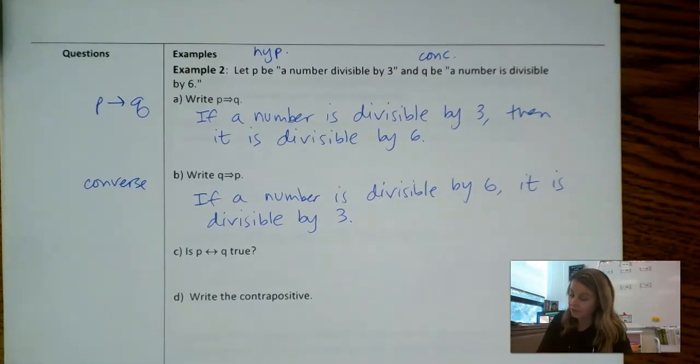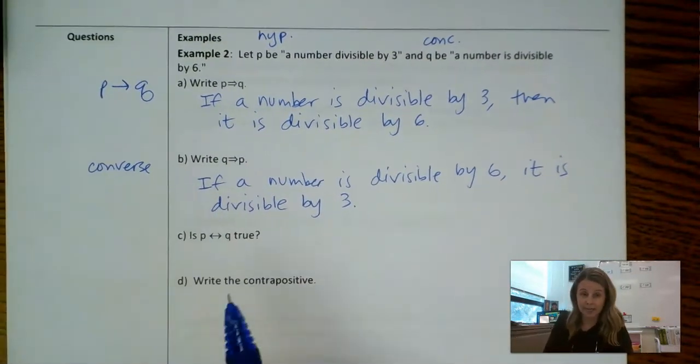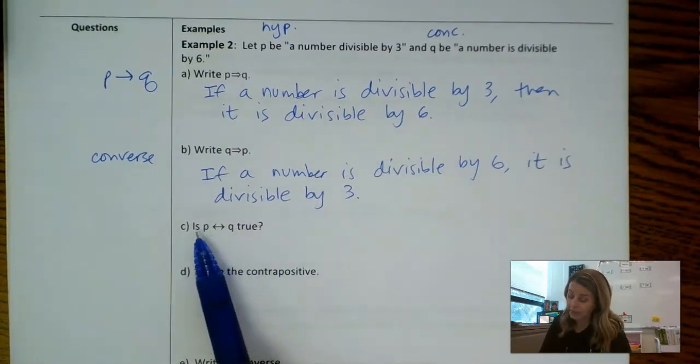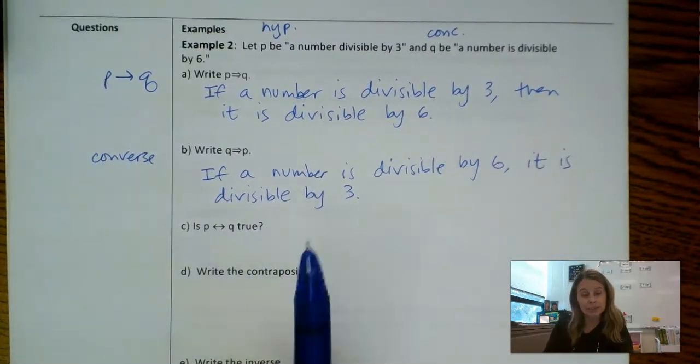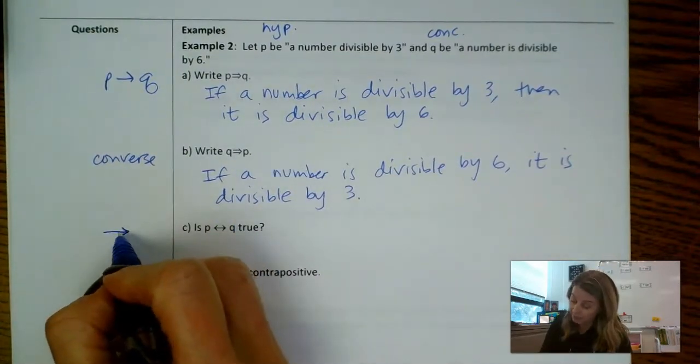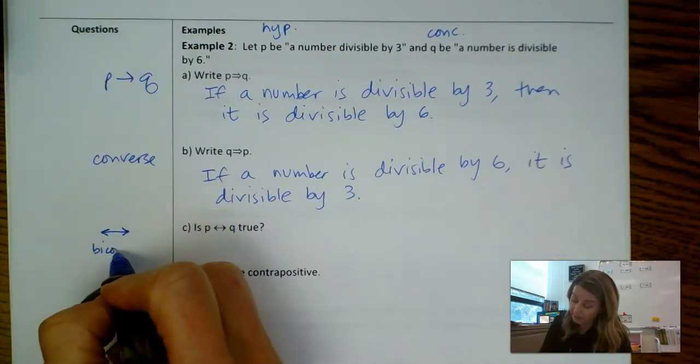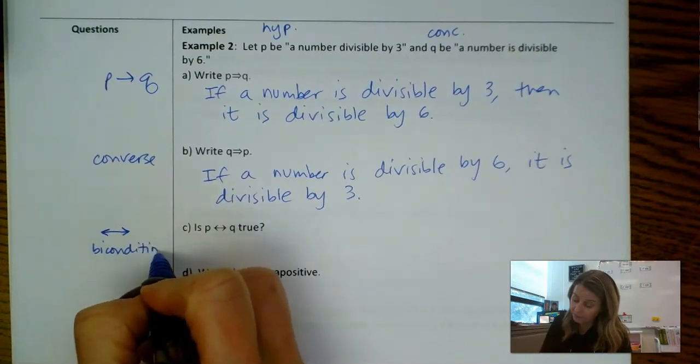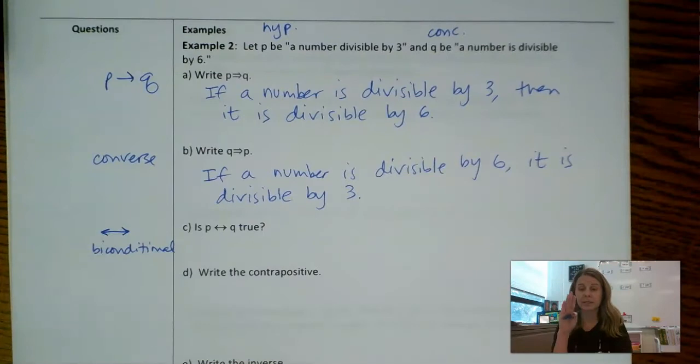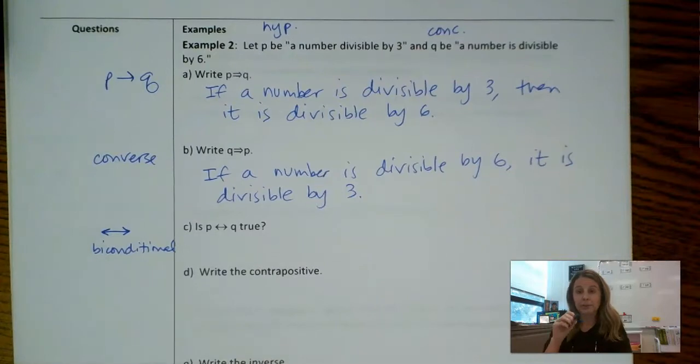Okay, so let's read C and then we're going to go back to A and B. Now this symbol is the biconditional symbol. You can read it forward and backwards and it says the same thing. So is that true? In order to even have a biconditional, both the converse and inverse must be true, like a definition, like the perpendicular line definition.